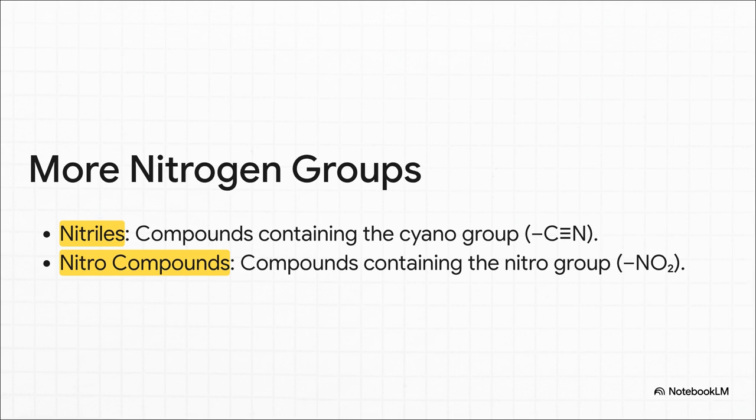The nitrogen team also has some other heavy hitters. You've got nitriles with a powerful carbon-nitrogen triple bond. They're used to make things like superglue. And then you have nitro compounds, which are key ingredients in many explosives. As you can see, each group brings a totally unique and potent set of properties to the table.